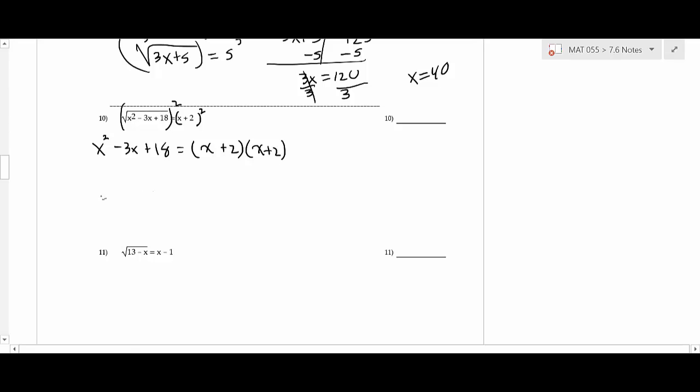So when I do this, I'm going to have x squared minus 3x plus 18. I'm bringing that down. Then make sure you did the FOIL correctly. You're going to have x squared plus 2x plus 4. I didn't see anybody have any issue with that, so I'm going to do that real fast. And then this is x squared minus 3x plus 18 equals x squared plus 4x plus 4. Okay? All right, is everybody good to there?